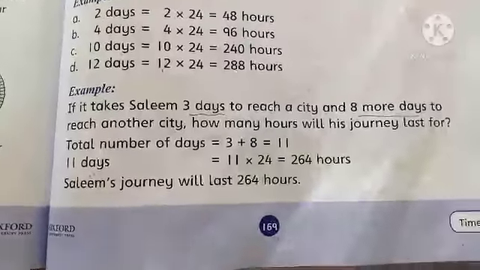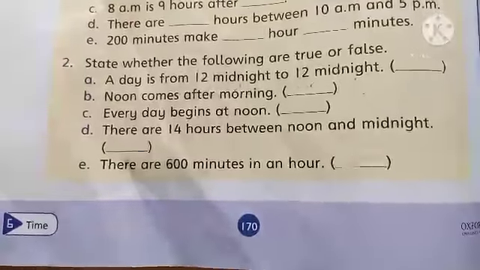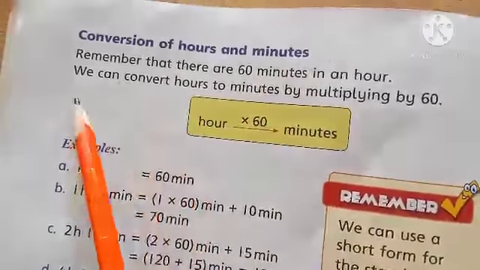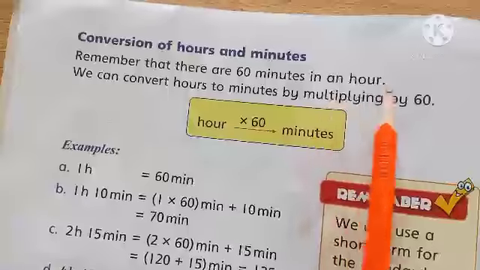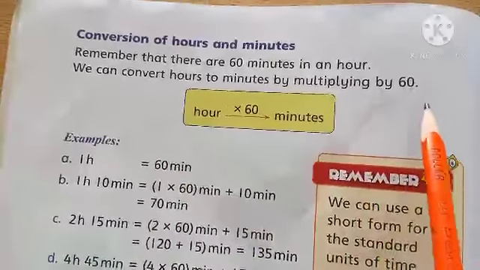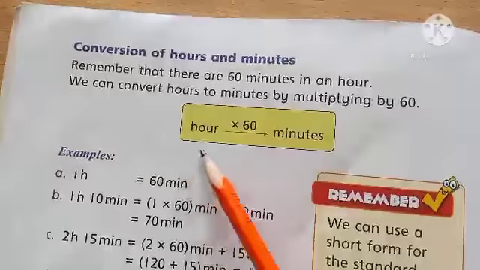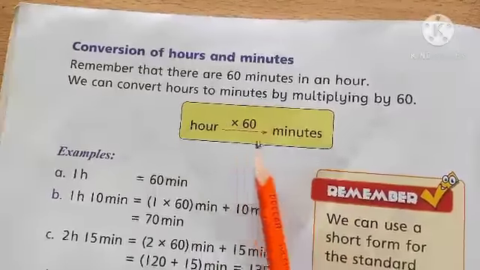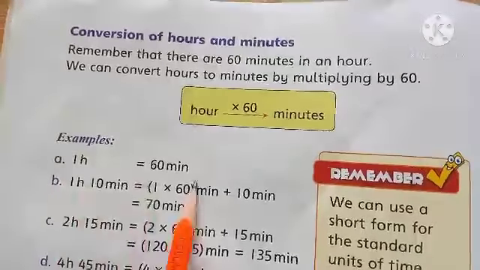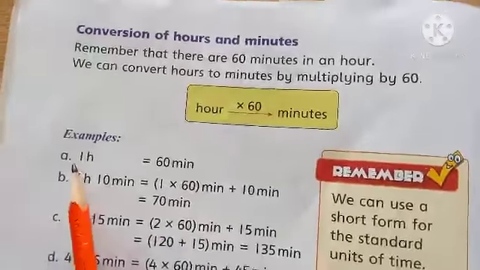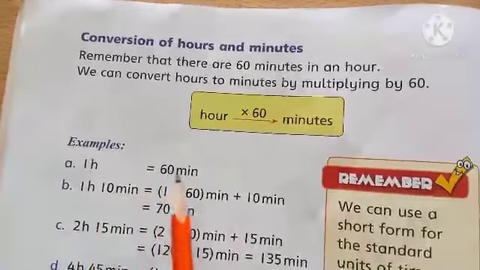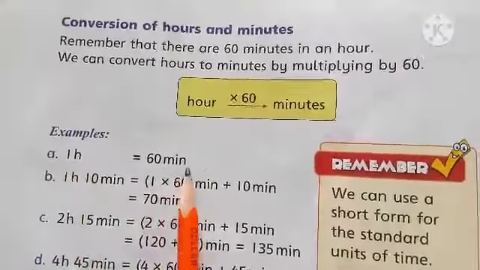Move to the next page. The next page is 170 and the topic is conversion of hours and minutes. Remember that there are 60 minutes in an hour. We can convert hours to minutes by multiplying by 60. Here we have to convert hours into minutes, so we will multiply hours by 60 because in 1 hour there are 60 minutes. Part A, 1 hour. Here we will multiply 1 by 60. It will be equal to 60 minutes. In 1 hour there are 60 minutes.